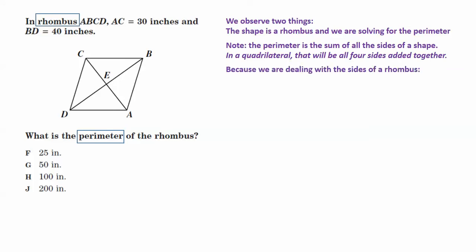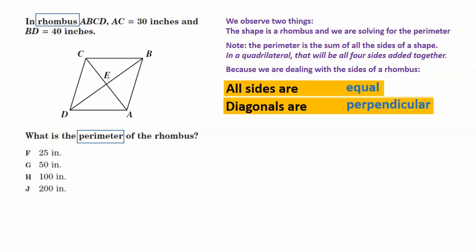Because we're dealing with the sides of a rhombus, we'll write down our rhombus rules. All sides are equal and diagonals are perpendicular. From A to C, I see that it equals 30 inches. That's given to me. And they also give me that from B to D is 40 inches.